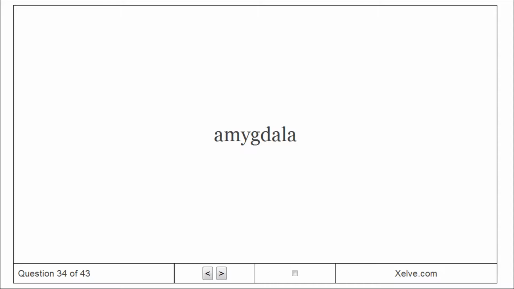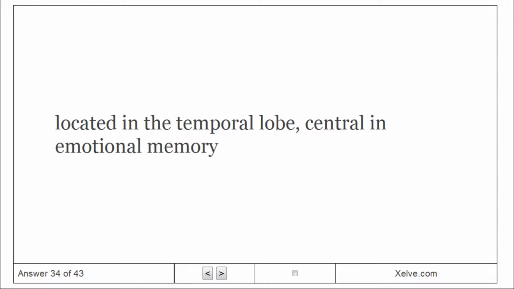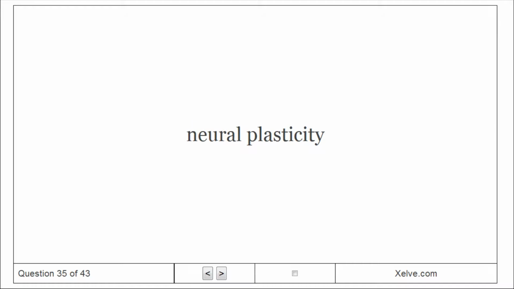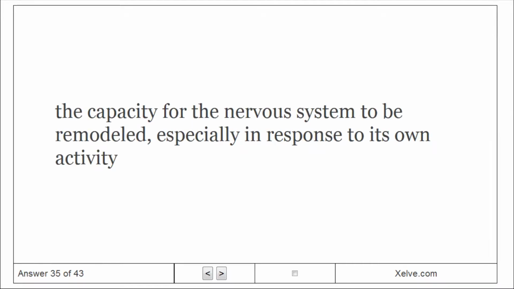Amygdala. Located in the temporal lobe, central in emotional memory. Neuroplasticity. The capacity for the nervous system to be remodeled, especially in response to its own activity.